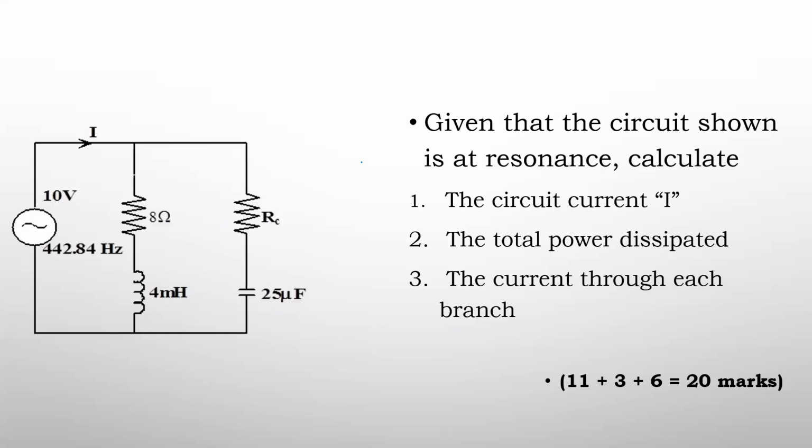All right, now, for this particular question, we are told that the circuit is at resonance. So the question is, how do we go about determining the current? What's the first step?